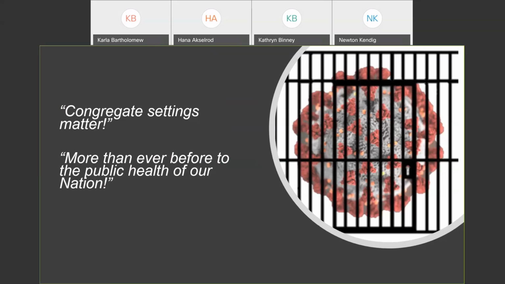And certainly our incarcerated patients who are often marginalized, who often have significant healthcare needs prior to even coming into the system and now are exposed to a potentially lethal contagious disease. Our incarcerated patient populations matter as well, now more than ever, to the public health of our nation. And with that, Carla, I don't know if there are any questions, but that concludes my talk.